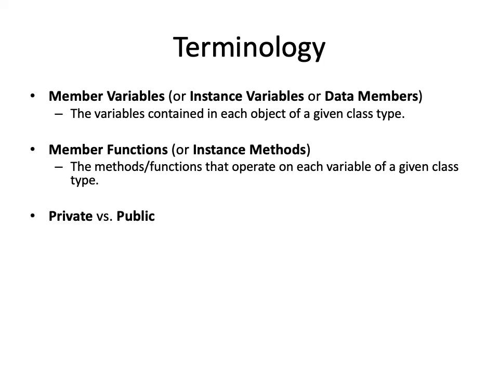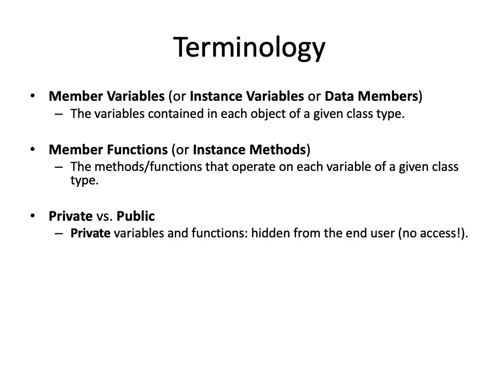Now there are things called private and public. You can specify each instance variable and each instance method to be either private, public, or protected. A private variable or function is hidden from the end user. They don't have access to it. No other class, no other code anywhere will have access to it except functions that are part of that class.